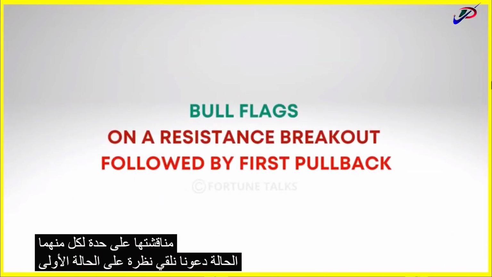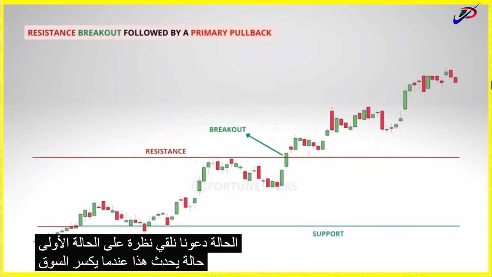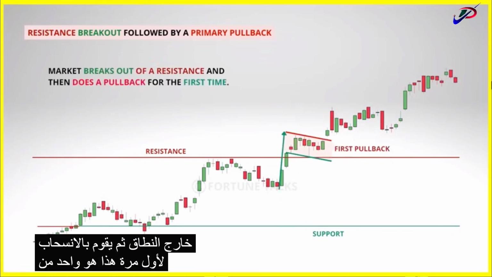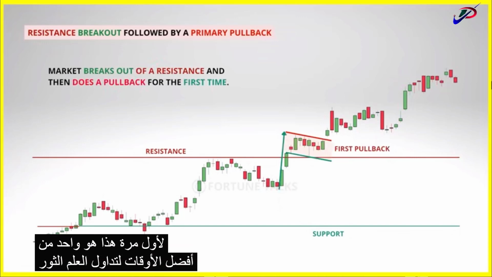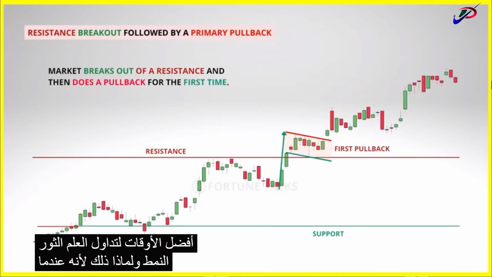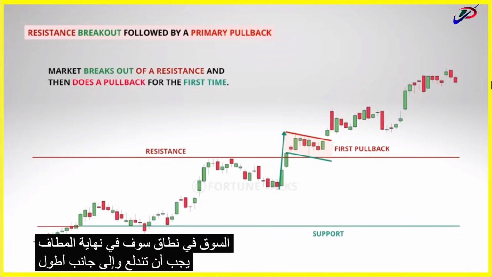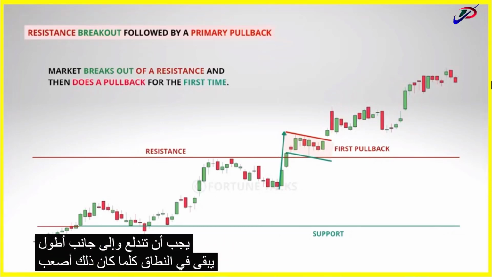Let us take a look at the first case. This happens when the market breaks out of a range and then does a pullback for the first time. This is one of the best times to trade the bull flag pattern. And why is that? Because when the market is in a range, it will eventually have to break out. And besides, the longer it stays in a range, the harder it will break.